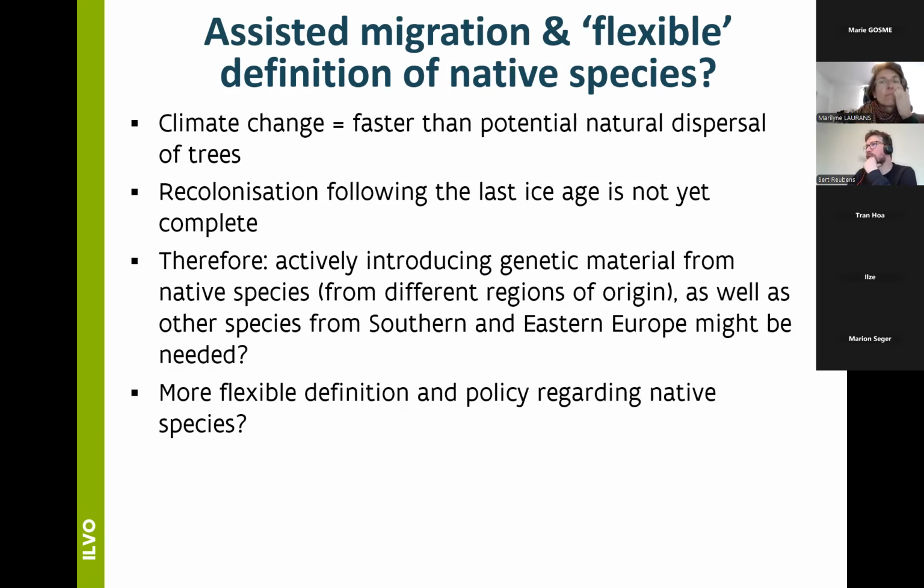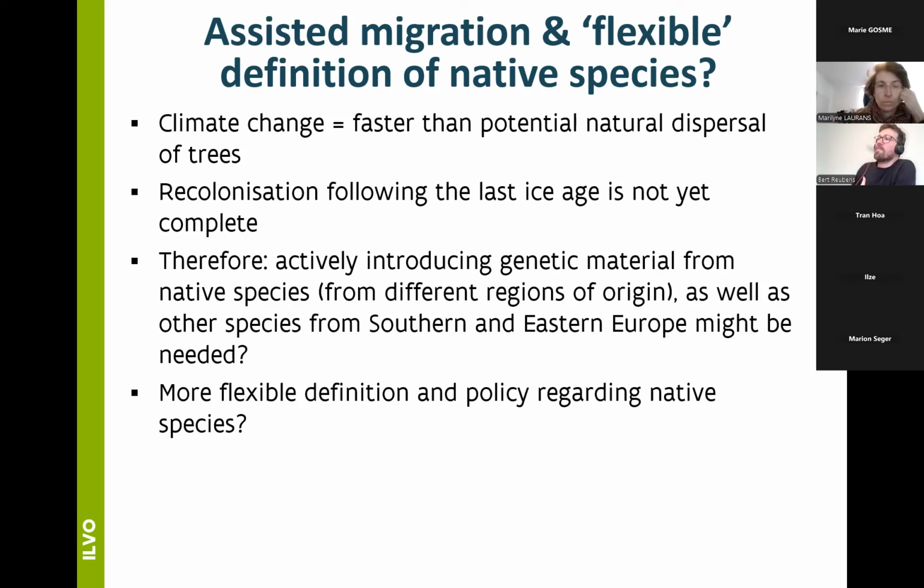Another aspect I briefly want to introduce is assisted migration, or a more flexible definition. It's at least something to reflect upon on native species. Of course, if climate evolves, also the natural dispersal of trees will evolve to other regions, but climate change is going faster than the potential natural dispersal of trees, and the recolonization following the last ice age is not even yet complete. It means that something to think about is to actively introduce genetic material from native species, but coming from different regions of origin, actively introducing them, or introducing other species.